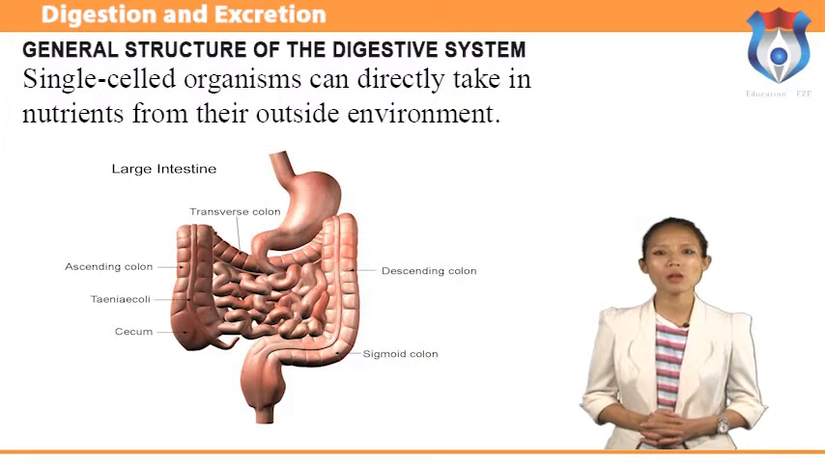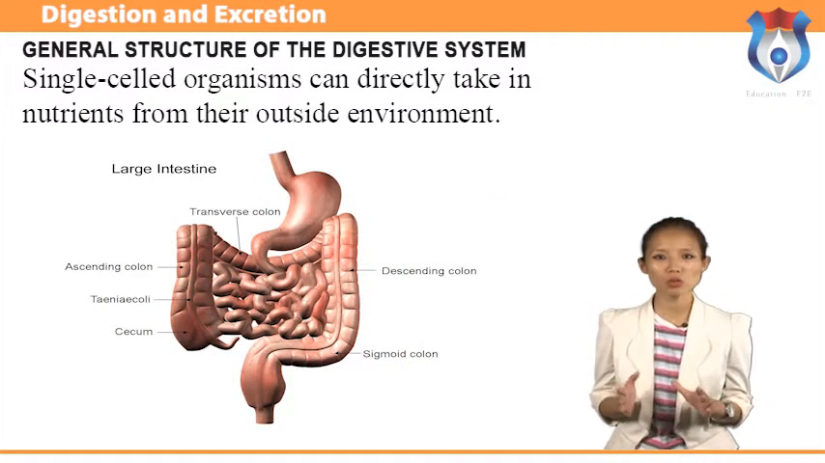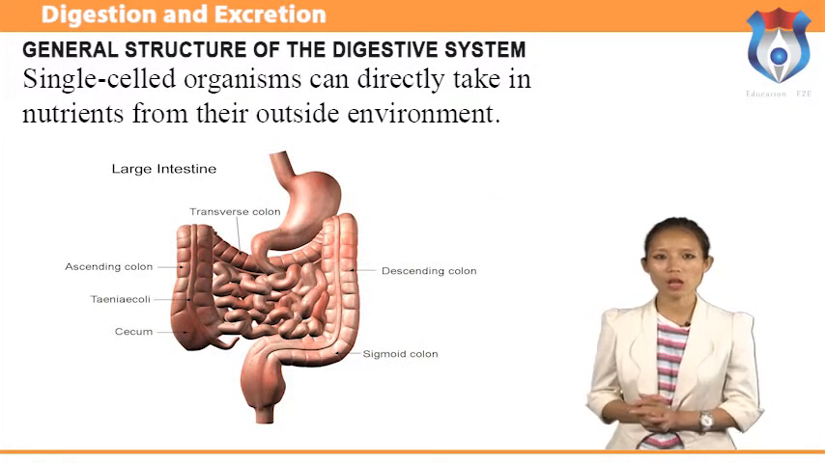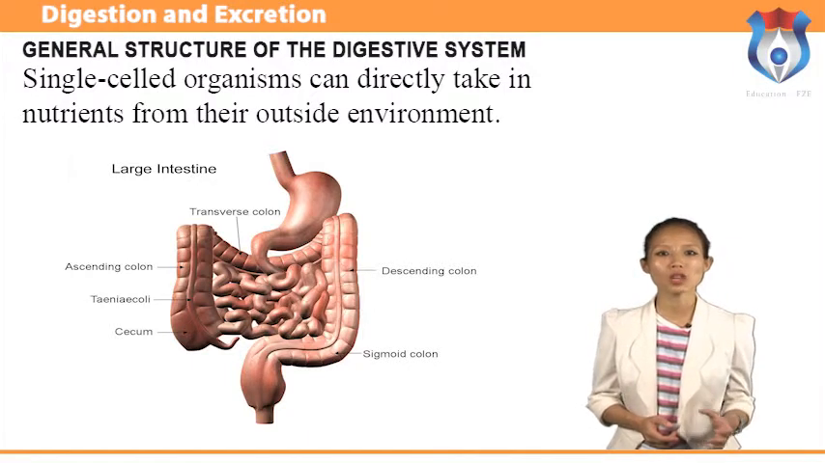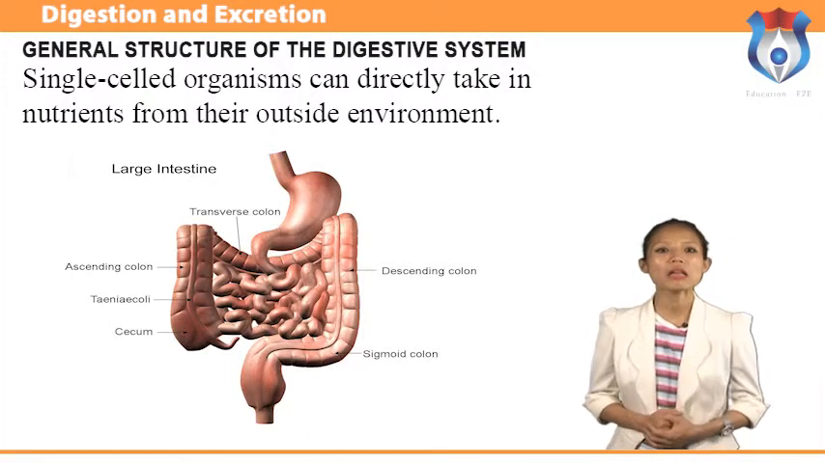Single-celled organisms can't directly take in nutrients from their outside environment. Multicellular animals, with most of their cells removed from contact directly with the outside environment, have developed specialized structures for obtaining and breaking down their food. Animals depend on 2 processes, feeding and digestion.